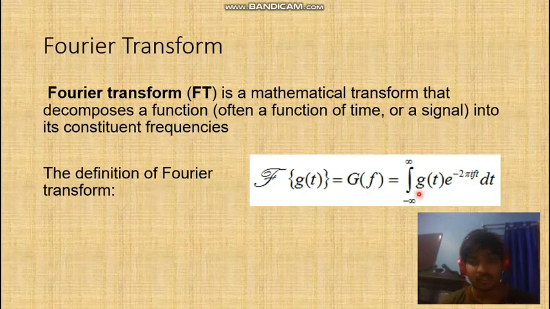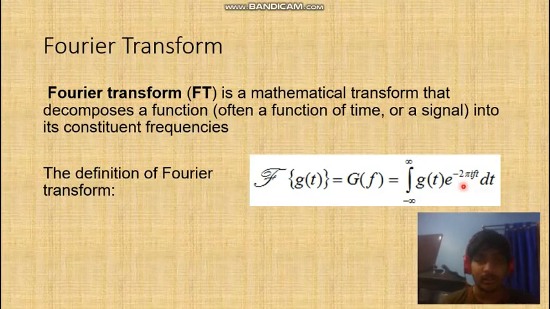Let's say a function g(t) is given. Then its Fourier transform is written as capital G of f, or in this particular notation, and it is defined as follows. It's an integral from minus infinity to infinity. Then inside we have the function itself, then e to the power minus 2 pi i f t dt. Now this part, e to the power minus 2 pi i f t, is called the integral kernel.